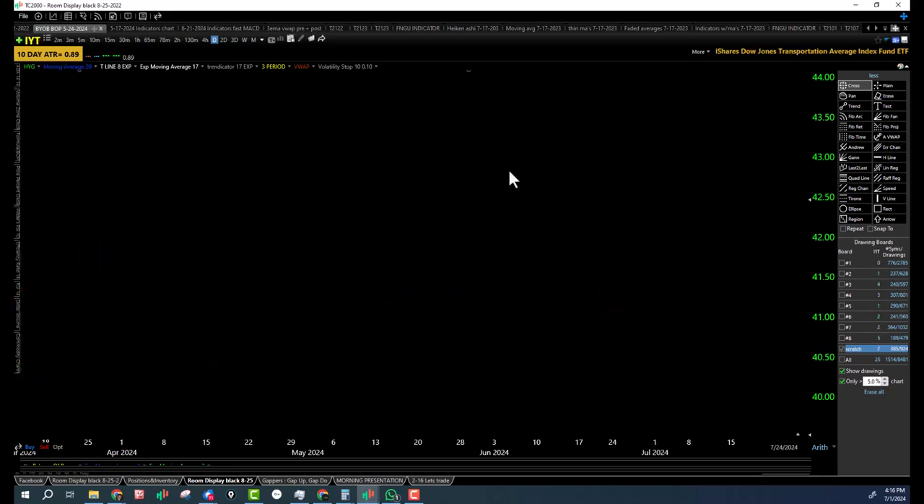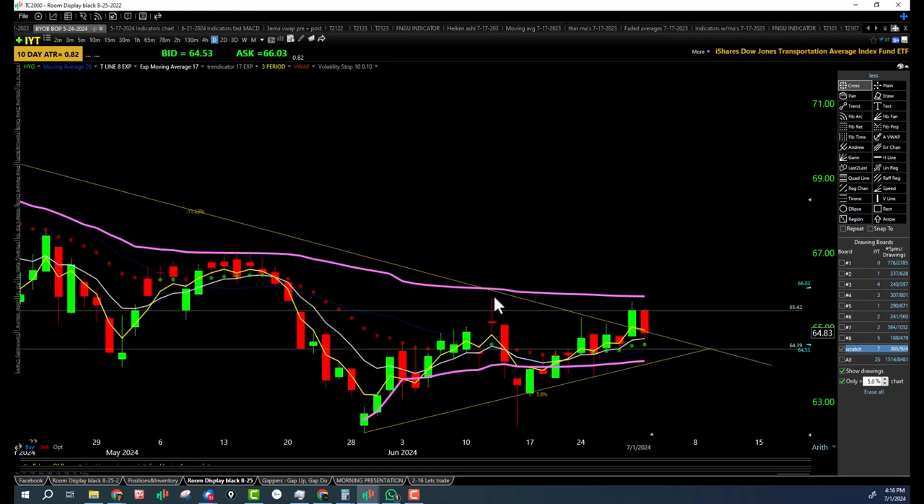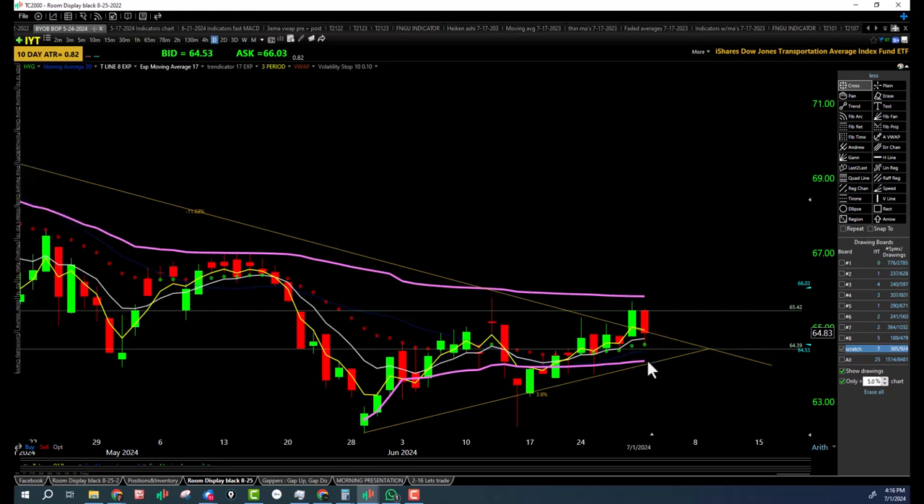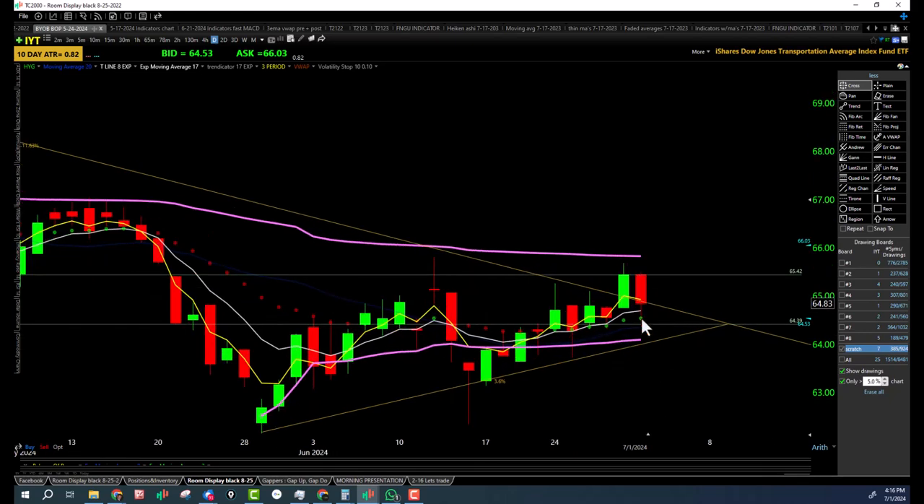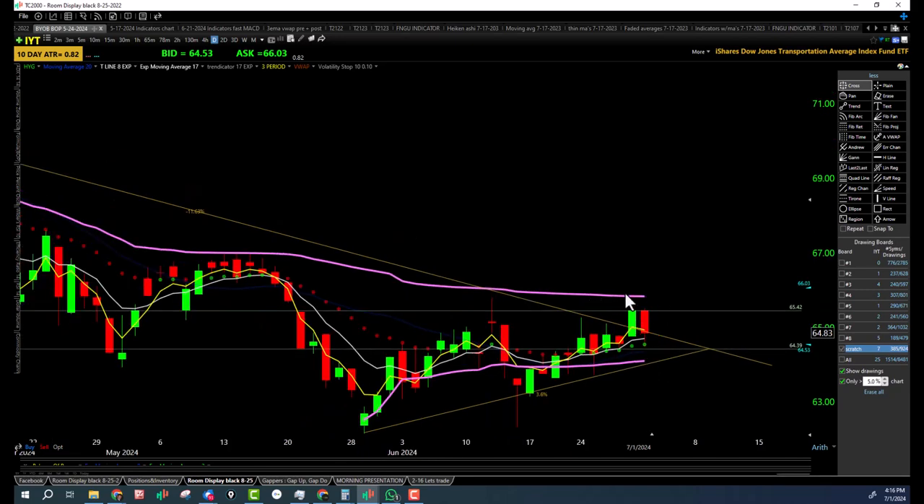Let's take a look at transports. Transports need to take out this high to get in an uptrend. Couldn't quite do it last week. And today's price action, lower high, lower low, closing inside a bullish trap over a flat 17 EMA. Trying to break out. Got to get above this all-time high anchored VWAP.